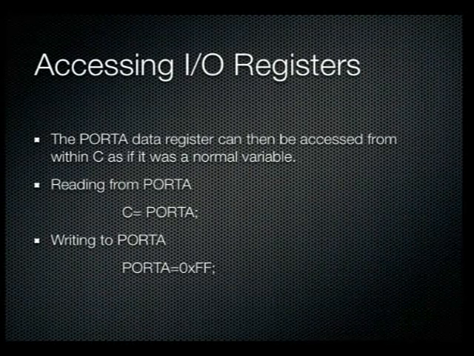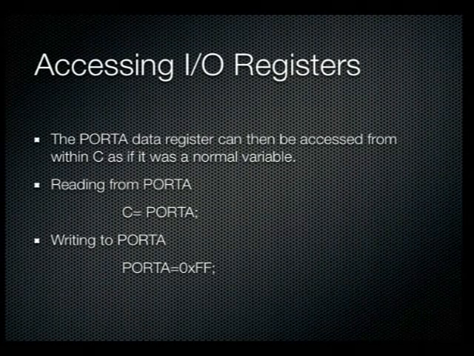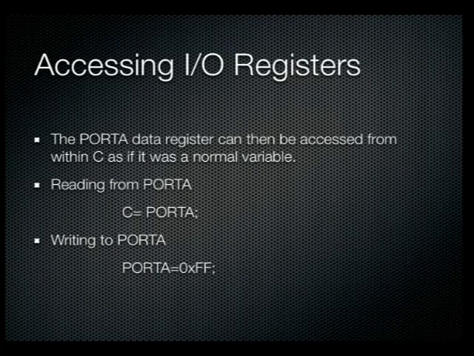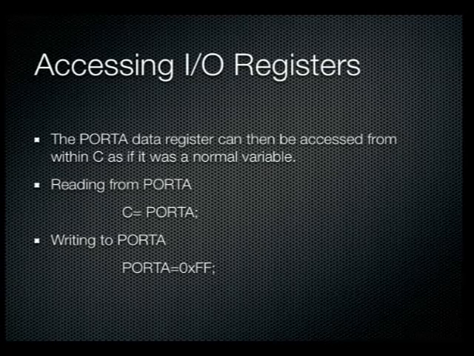So when it comes to accessing that port A register, we can simply access it as if it was a normal C variable. We can read from port A by going C equals port A, so we can deal with it like it was a normal variable. We can write to port A by going port A equals some value. Depending on whether we put that label on the left-hand or the right-hand side of the equal sign, we're either writing to it or reading from it. Just to reiterate, if it's on the right-hand side, we are reading from it. If it's on the left-hand side of the equal sign, then we are writing to it.